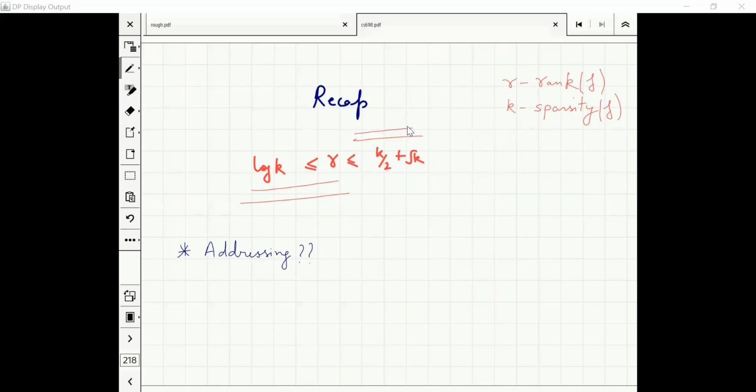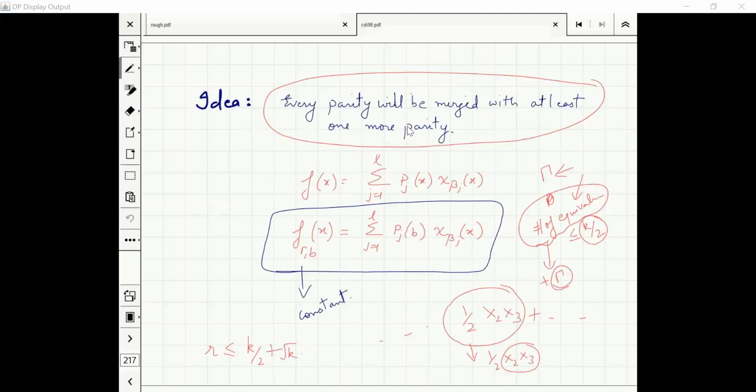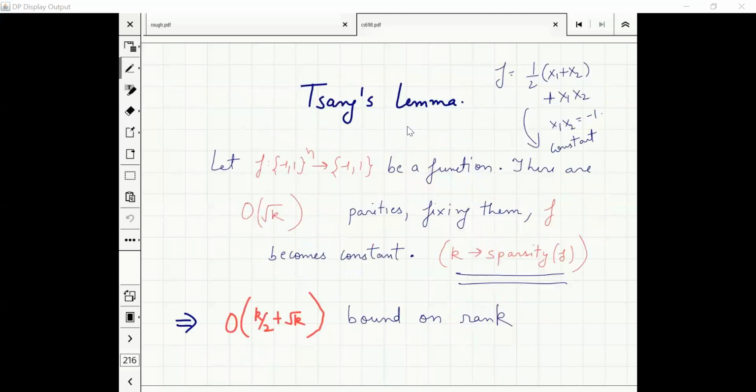This k by 2 is coming from the fact that we have k by 2 equivalence classes, right? And this root k is for gamma. But why is this root k? Why is this not log k? Gamma is a subset of the support, you can choose gamma to be a support, but it can be as big as k. But Sang's lemma tells you that you only need to put root k parities. So this is the gamma we are going to pick.